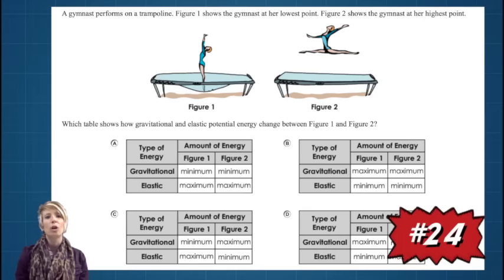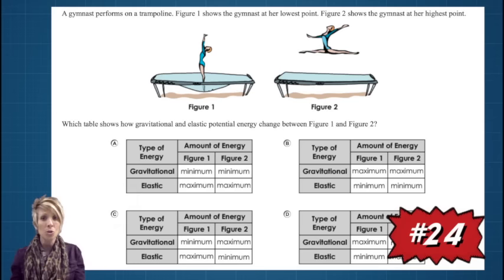Okay, number 24. A gymnast performs on a trampoline. Figure 1 shows the gymnast at her lowest point. Figure 2 shows the gymnast at her highest point. Which table shows how gravitational and elastic potential energy change between figure 1 and 2? So let's think about this. In figure 1, she's not very high. She's down really low, and she's stretched that trampoline to the max. So what would her gravitational potential energy be like? What would her elastic potential energy be like?